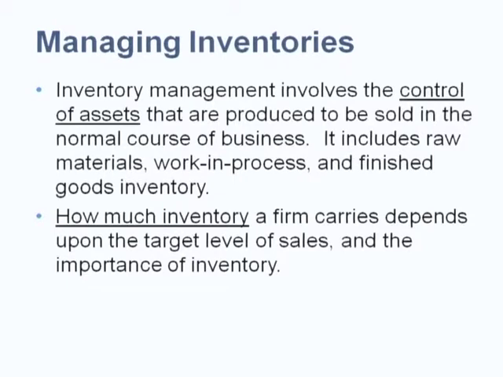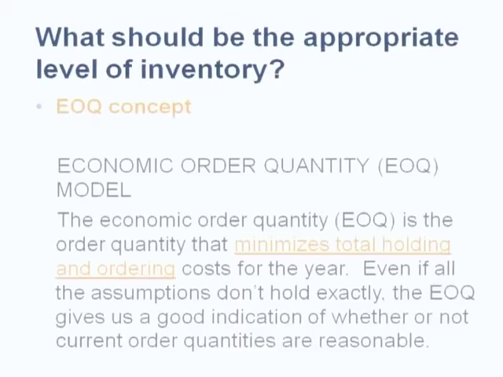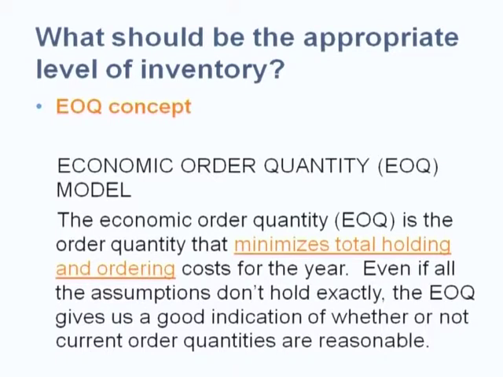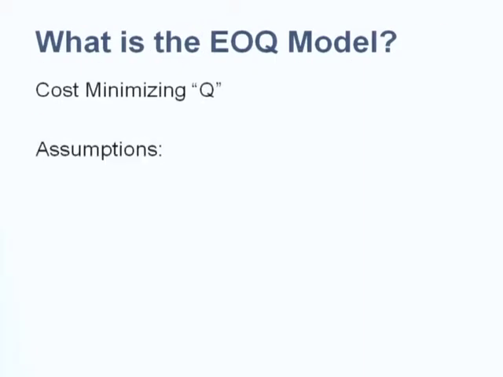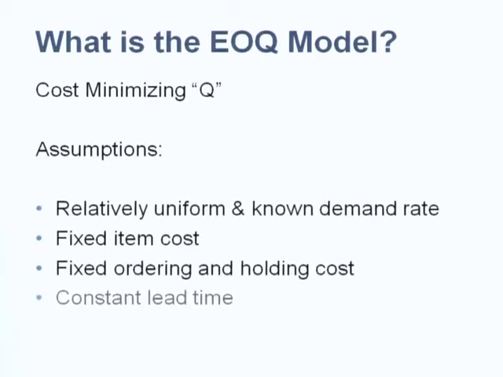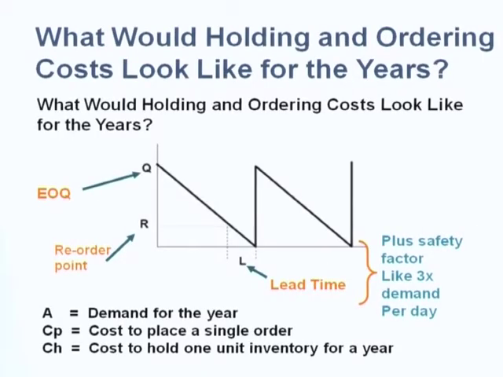Okay. So how do you manage inventory? You need to know how much it should be, and that can be calculated by the EOQ concept, economic order quantity. This is the quantity that tries to minimize the total holding and ordering cost for a year. So EOQ is the amount that you need to order to minimize CP and CH. CP is the cost to place a single order. CH is the cost to hold one unit of inventory for a year.